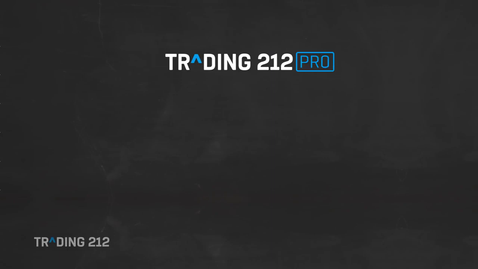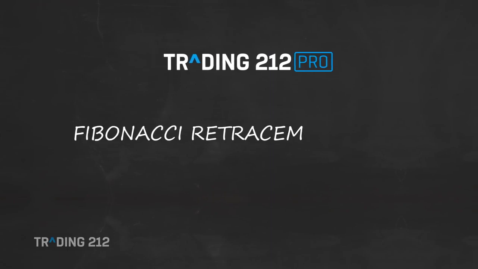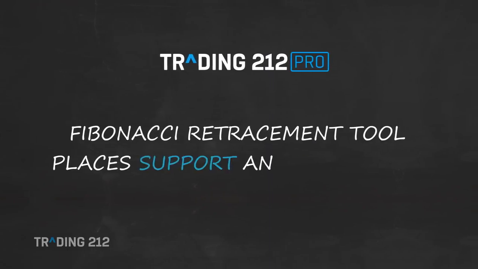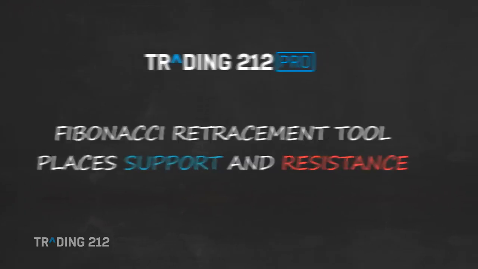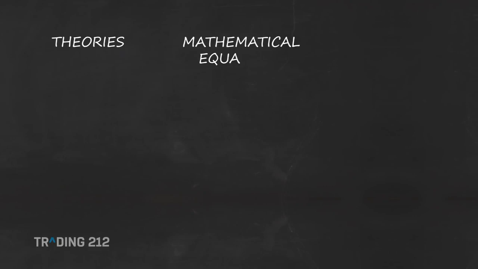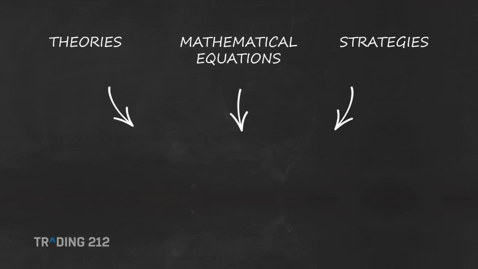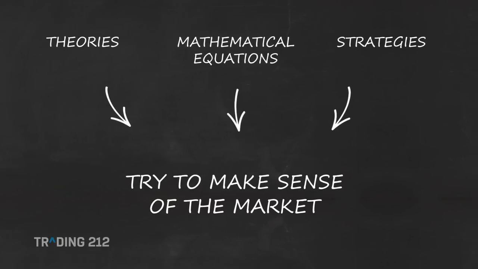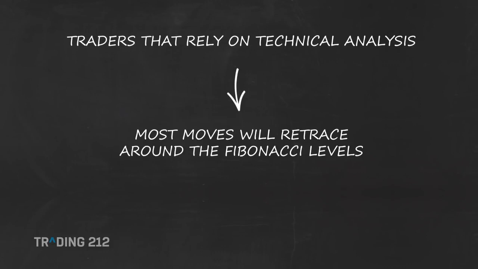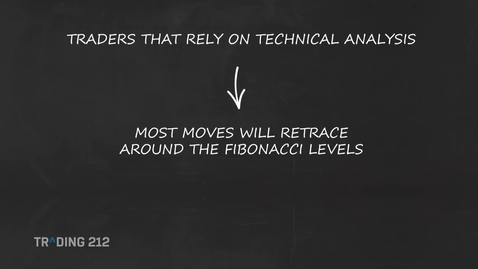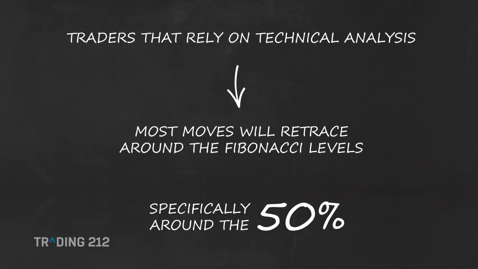In the Trading 212 Pro platform, you have a Fibonacci retracement tool. It places support and resistance levels on your chart based on the Fibonacci numbers. There are many theories, mathematical equations, and strategies out there that try to make sense of a market that is largely speculative. However, it is widely accepted among traders that rely on technical analysis that most major moves will retrace around the Fibonacci levels, and more specifically around the 50% level of the move.